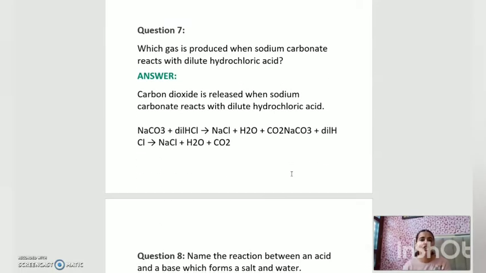Question 7 says, which gas is produced when sodium carbonate reacts with dilute hydrochloric acid? Carbon dioxide is released. Carbon dioxide gas is released when sodium carbonate reacts with dilute hydrochloric acid. They have given you the equation also. I have shown you the equation of how carbon dioxide is released. So you can see from here, right?